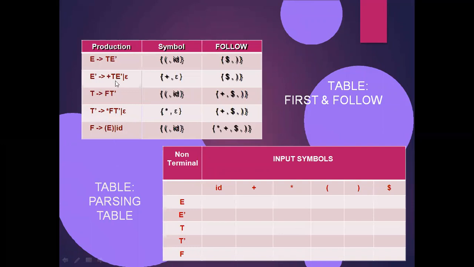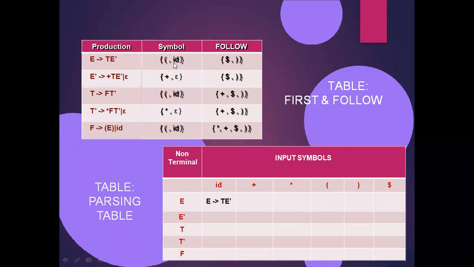We are not using follow for E, we are not using follow for T, and we are not using follow for F, right? See how the table was constructed. Here for E, the first function gives open parenthesis, ID, right? In these two input symbols, you just place the production rule E tends to TE dash. Why? Because the outputs are ID and open parenthesis. In the place of the open parenthesis and ID, just place this production of E.